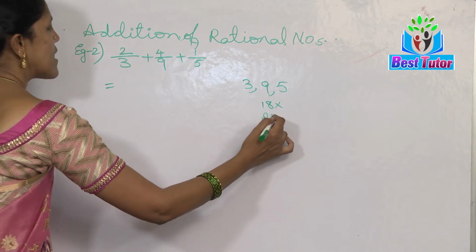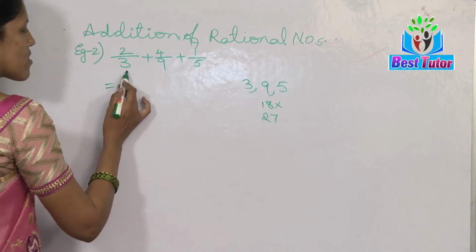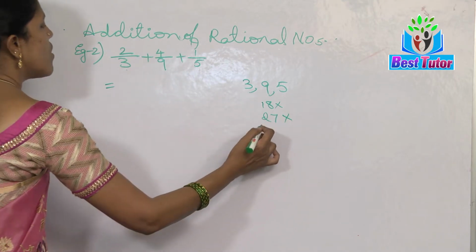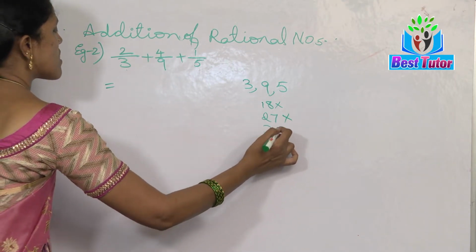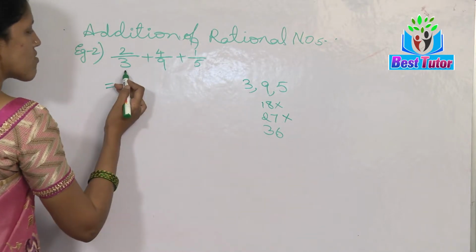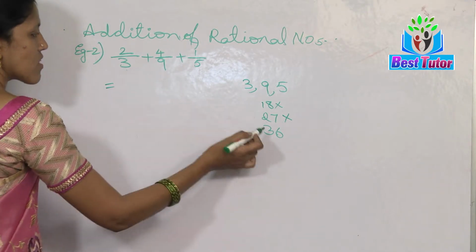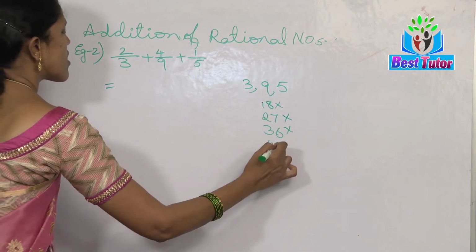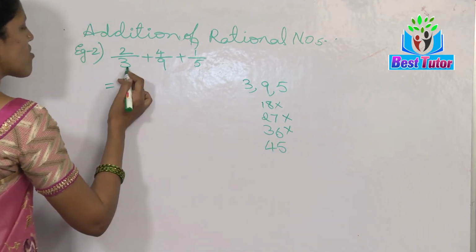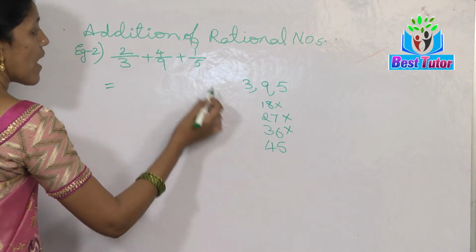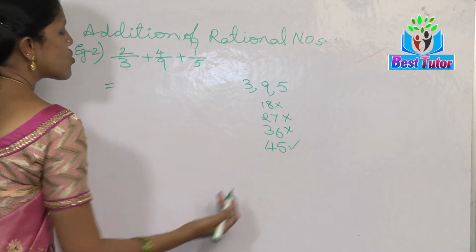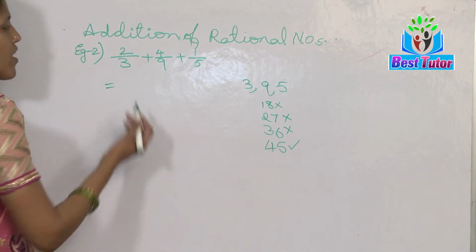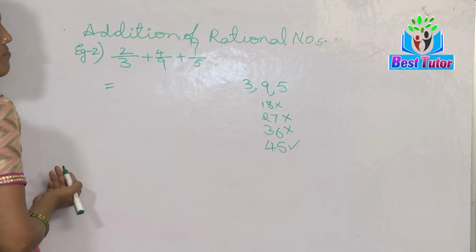9 threes are 27. Is it divisible by 3? Yes. But not by 5. So this is also not the LCM. What about 9 fours are 36? Is 36 divisible by 3? Yes. Is 36 divisible by 5? No. 9 fives are 45. Is 45 divisible by 3? Yes, of course. And 45 is divisible by 5 too. Therefore, 45 is going to be the LCM of 3, 9 and 5.